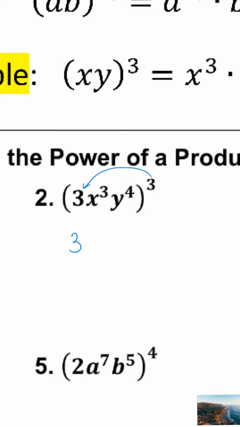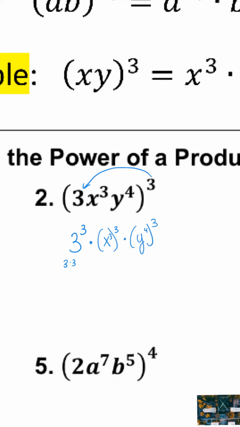So I get 3 to the 3rd power times x to the 3rd times y to the 4th to the 3rd. And then now all I have to do is simplify. So I know 3 times 3, that gives me 9, times 3, that gives me 27. So I have a 27 in my answer.